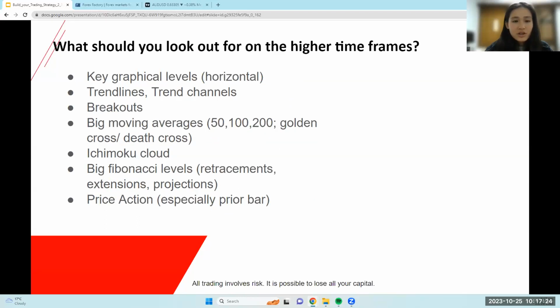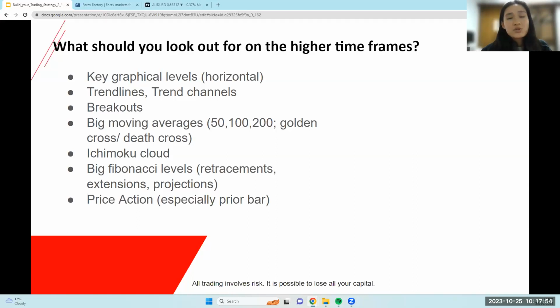Okay, so what should you look out for on higher time frames? Firstly, we have the key graphical levels. So we're talking about support and resistance levels. Next, we are talking about trend lines and trend channels, which obviously give you an idea of the trend. Next, breakouts. By breakouts, we're talking about either breaking out of a trend line, breaking out of trend channels, or different key graphical levels.